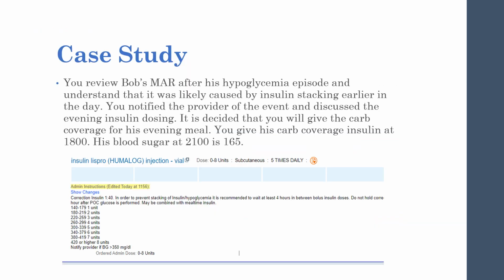You review Bob's MAR after his hypoglycemia episode and understand that it was likely caused by insulin stacking earlier in the day. You notified the provider of the event and discussed the evening insulin dosing. It is decided that you will give the carb coverage for his evening meal. You give his carb coverage insulin at 1800. His blood sugar at 2100 is 165.